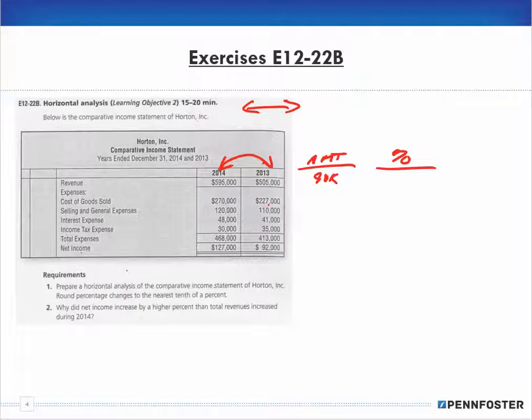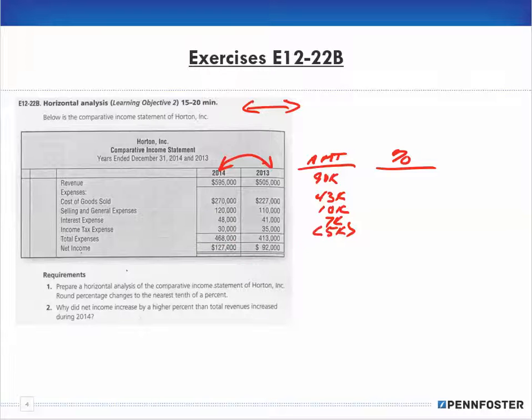270 less 227 is 43,000. 120 less 110 is 10,000. 48 less 41 is 7,000. 30,000 less 35,000 is a negative 5,000, right? The difference between the two is 5,000, and because it decreased from the previous year, it's a negative 5,000.